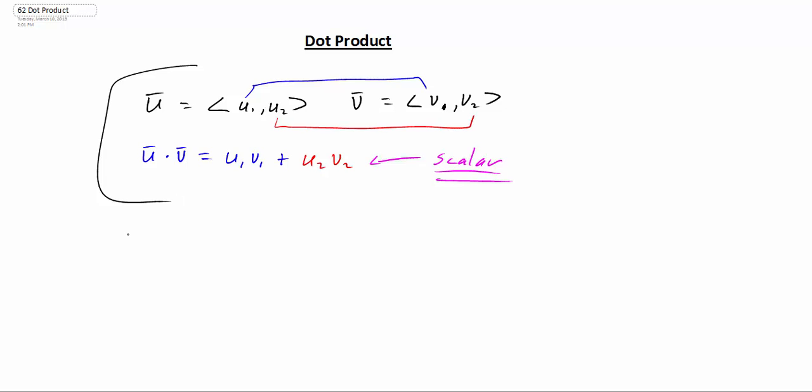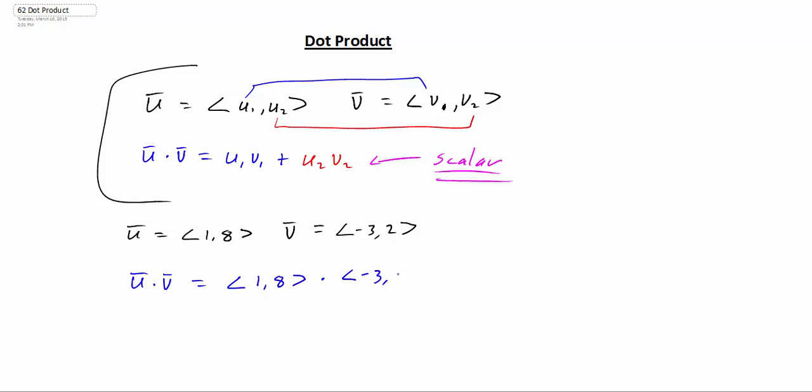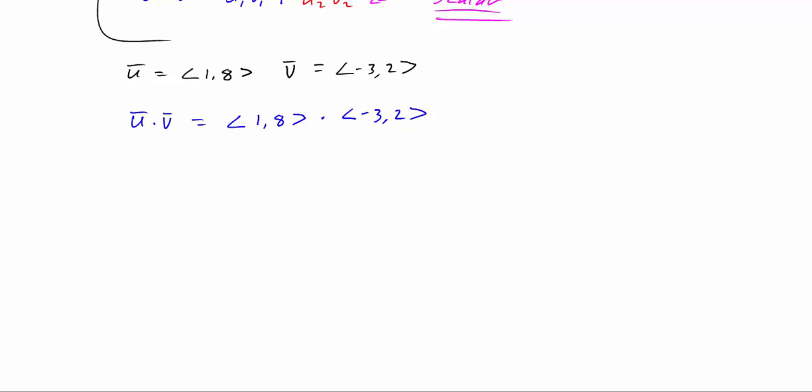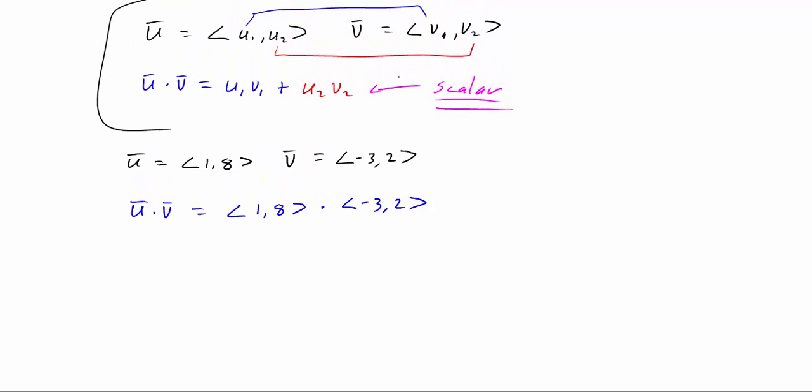So if we look at an example, u equals <1, 8>, v is equal to <-3, 2>, and if we want to look at the dot product, we're going to take u dot v, which means we would have <1, 8> multiplied by <-3, 2>. Just like the formula, we multiply the corresponding coordinates. We take u1, v1, so in this case 1 times -3, plus 8 times 2. Therefore we get -3 plus 16, which is simply equal to 13.